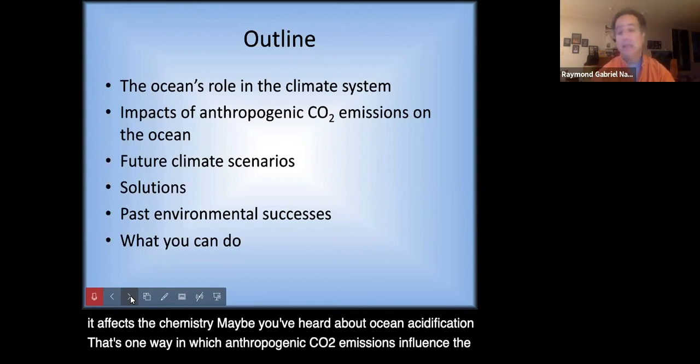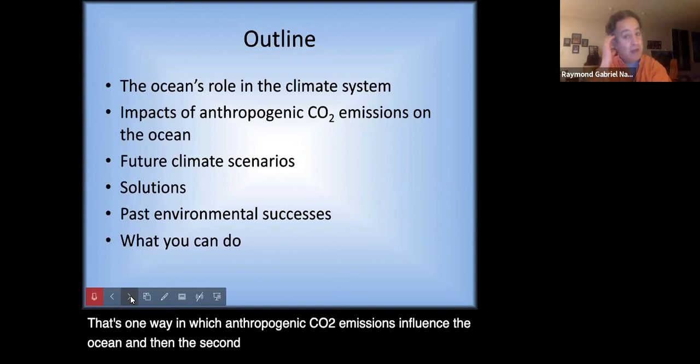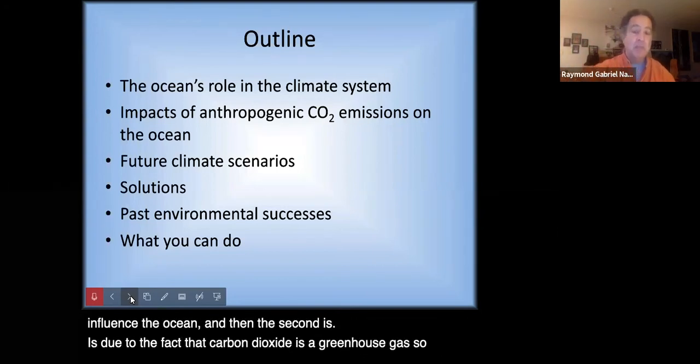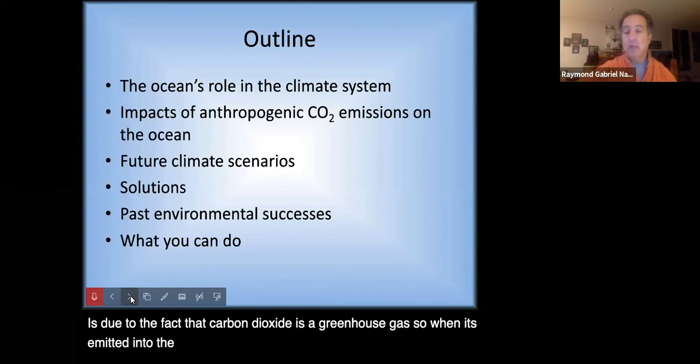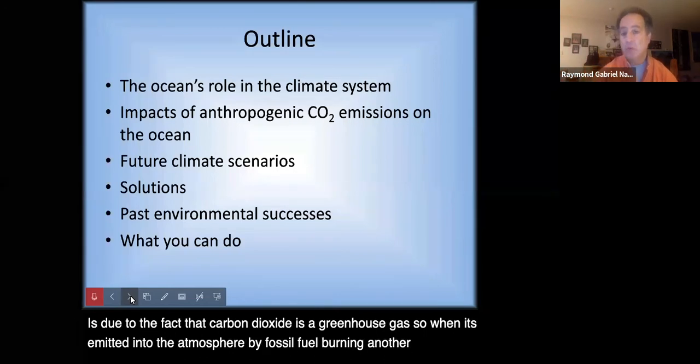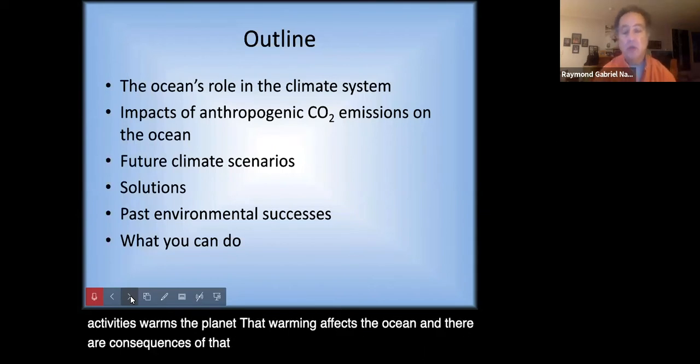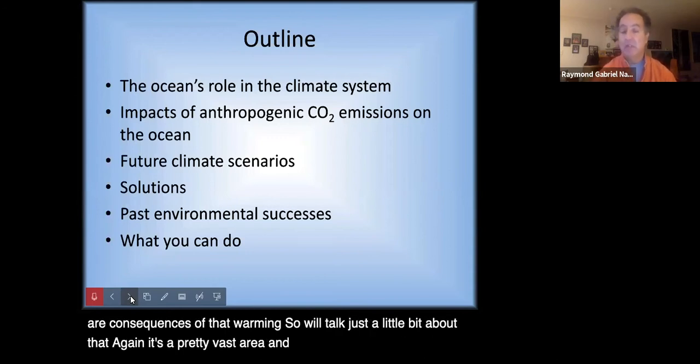And then the second is due to the fact that carbon dioxide is a greenhouse gas. So when it's emitted into the atmosphere by fossil fuel burning and other human activities, it warms the planet. That warming affects the ocean, and there are consequences of that warming. So we'll talk just a little bit about that. Again, it's a pretty vast area, and I'll just give a couple of examples.